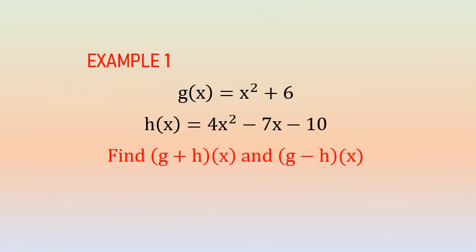So, example number 1. We have here two functions, g of x and h of x. And g of x is equal to x squared plus 6. And then h of x is equal to 4x squared minus 7x minus 10. Now we are asked to find the sum of g of x and h of x, or g plus h of x. And also we are asked to find the difference of the two functions. Okay. So, sige, unahin muna natin yung addition.